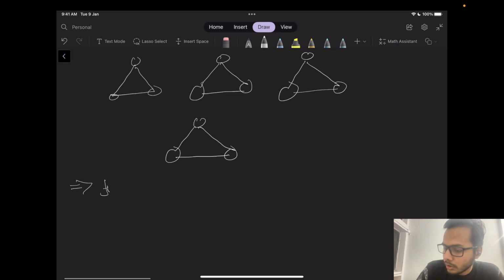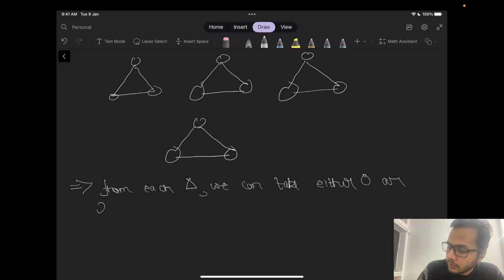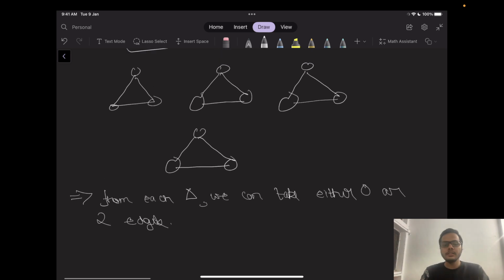So one important observation that we can make here is that from each component, so from each triangle, we can take either 0 or 2 edges. Okay. Now, why is this true?